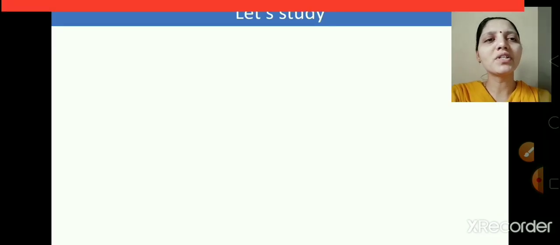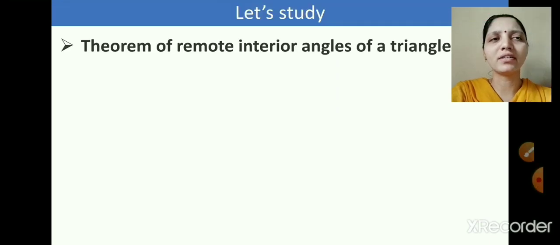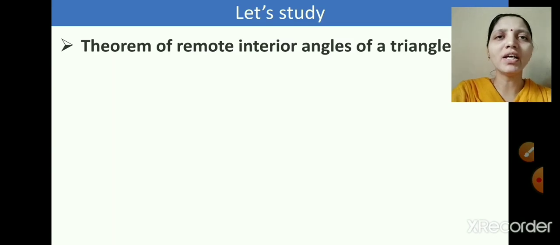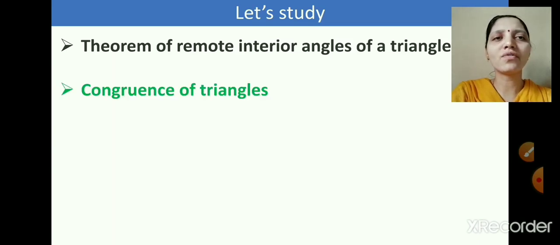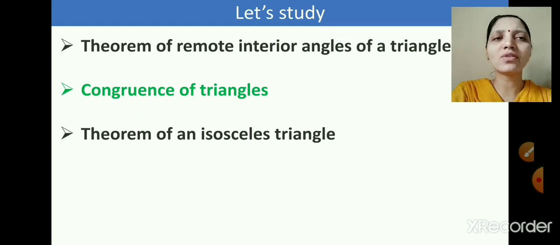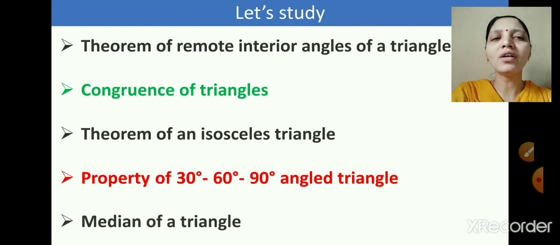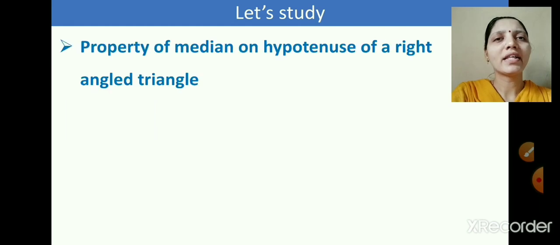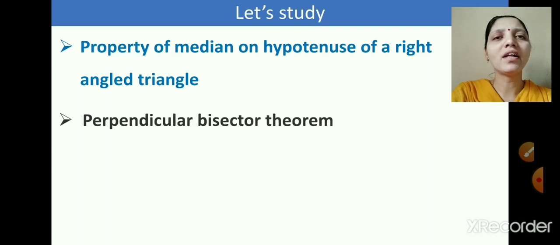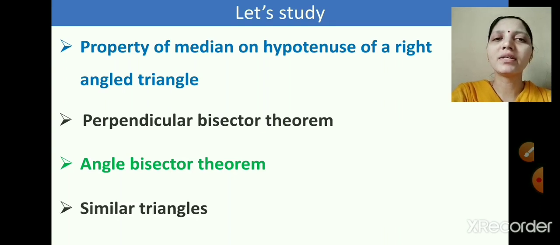Now let's first see what we are going to learn in this lesson. First we are going to see the theorem of remote interior angles of a triangle. Then we will see congruence of triangles, then theorem of an isosceles triangle, then property of 30 degree, 60 degree, 90 degree angle triangle. Then we will learn median of a triangle, then property of median on hypotenuse of a right angle triangle. Then we will see perpendicular bisector theorem, and angle bisector theorem. Then we will see the similar triangles.